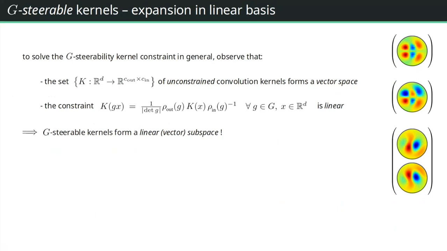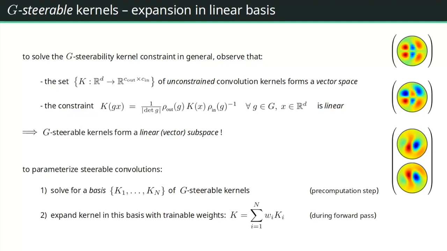But to get to a general solution, we can make certain observations. The first one is that if we are looking at general non-steerable convolution kernels, they actually form a vector space, right? You can take these convolution kernels and scalar multiply them, you can sum them, and you can check that they form a vector space. And then we have this G-steerability constraint, which is a linear constraint. And always if you have a linear constraint on a vector space, you will get out a subspace. So again, we have a vector space of G-steerable kernels.